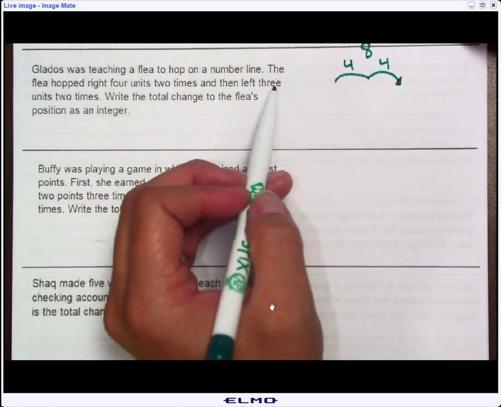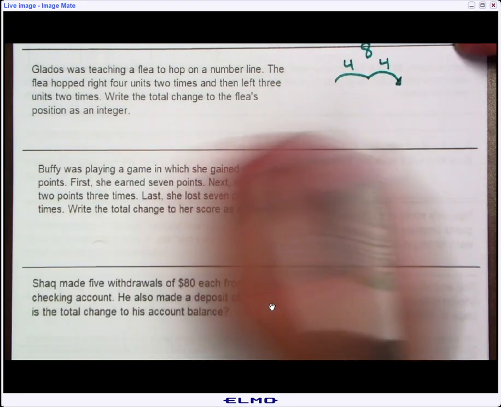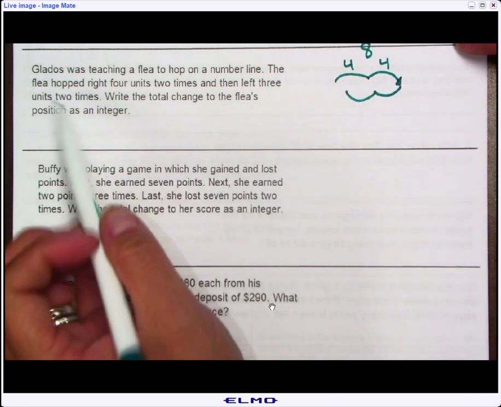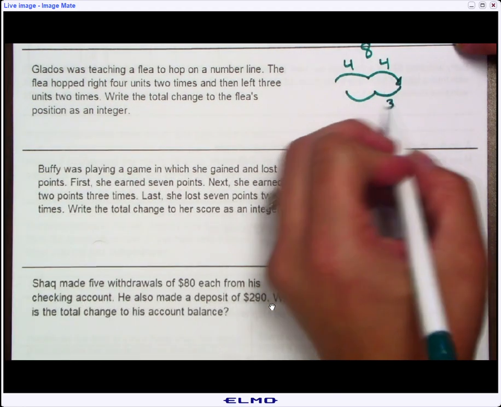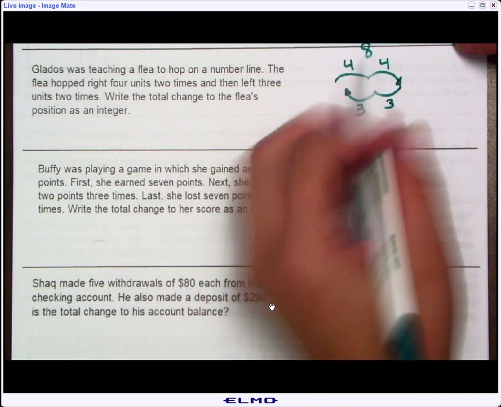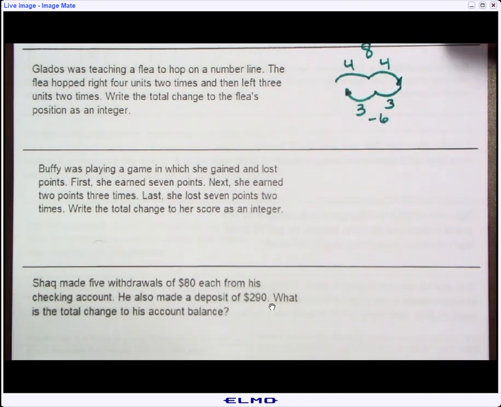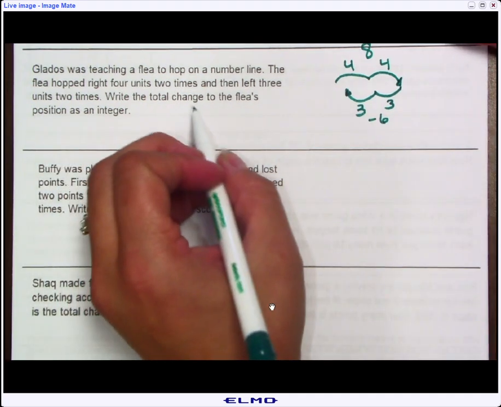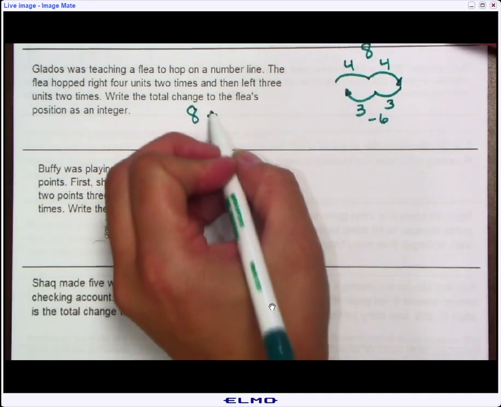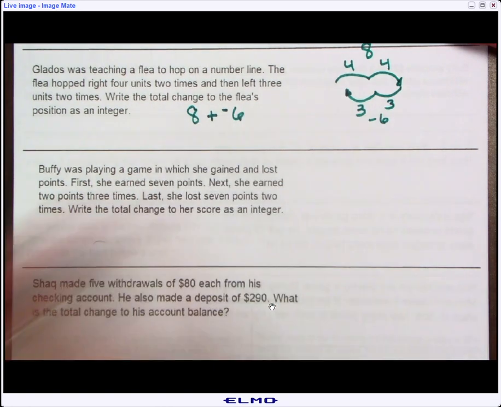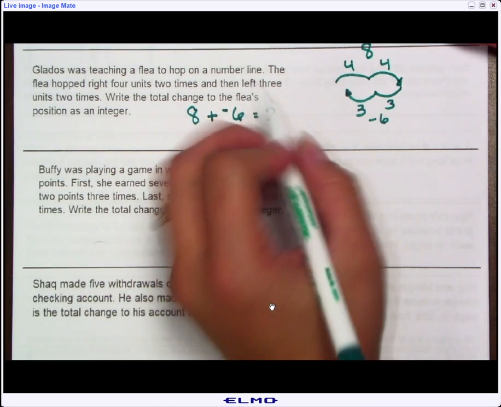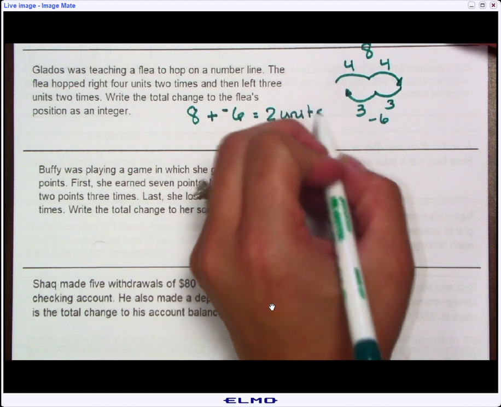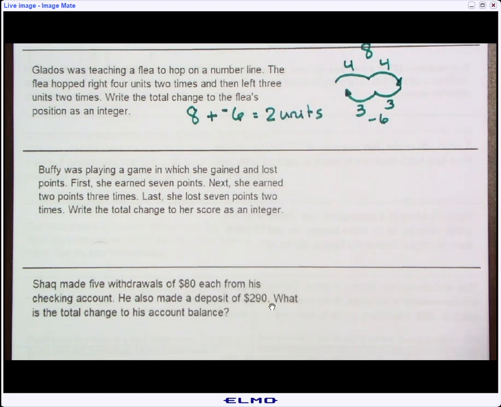And then left 3 units 2 times. So I'm again hopping twice, 3 units. So 3 and 3. And since I'm going to the left, I know, hey, this is -6. They went backwards. So all in all, to model this change, they went forward 8 and backward 6 for a total of 2 units. You want to be super careful here. A lot of students want to put that the units are hops or times, but we're looking for units.